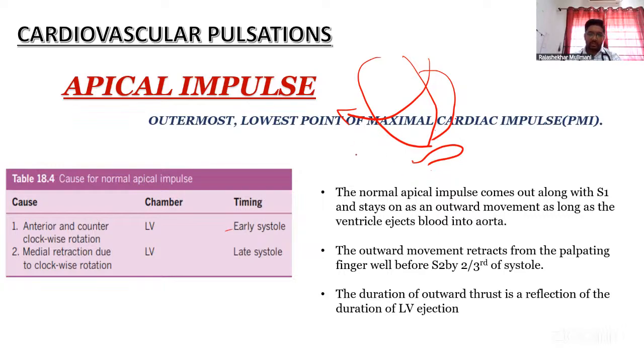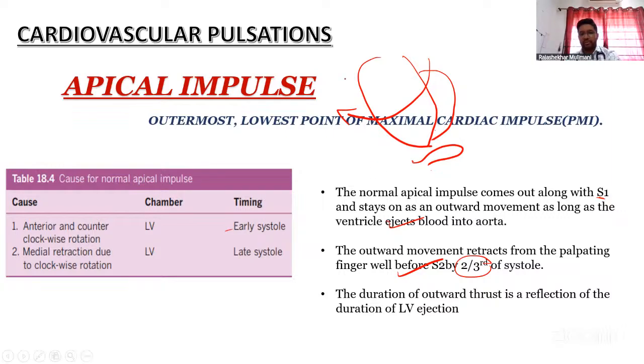The normal apical impulse comes out during early systole, along with S1, and stays as an outward movement as long as the ventricle ejects blood into the aorta. The outward movement retracts from the palpating finger well before the second heart sound, usually covering two-thirds of systole only. The duration of the outward thrust reflects the duration of LV ejection. If LV ejection takes more time, the duration will also be more, which is called a sustained apical impulse, that we will discuss later.